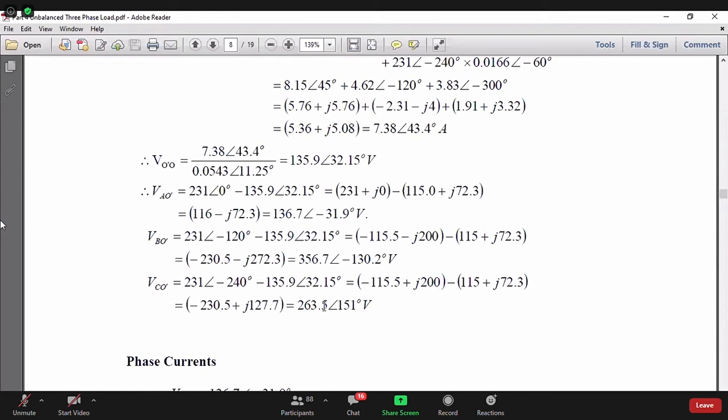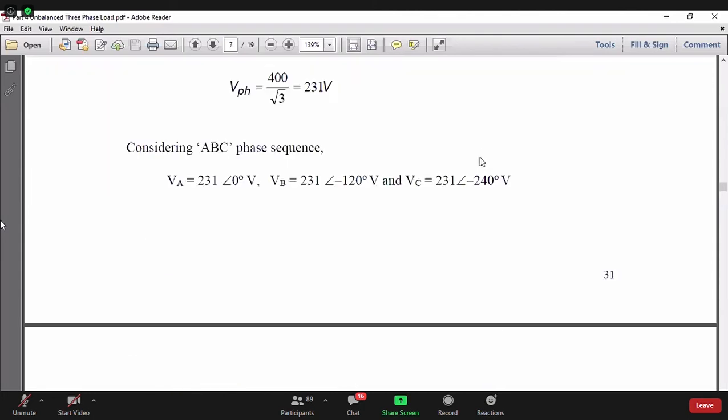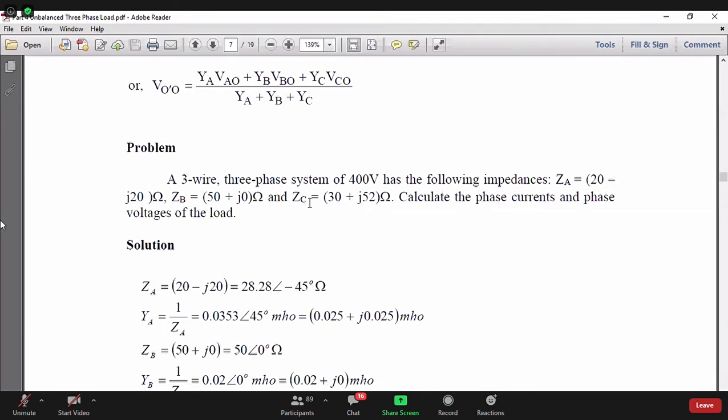Then if somebody asks what will be the phase currents, very simple. I know the phase voltage of the load divided by the impedance. As good as that, simple, done. So that's how we solve the problem. Look at the results. Once again, another very practical aspect. See, I have an unbalance, right? Because of the impedance. Again, look at the problem. Three impedances here, ZA, ZB, ZC. So there is an unbalance.